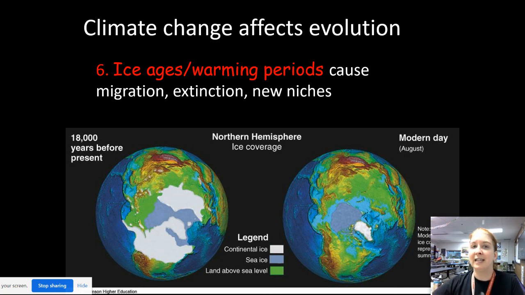So if you look, here's 18,000 years ago. So you can see how much ice we had, both continental, which means on land, and sea, which means on the sea. And the green is the land above sea level versus now, in August, apparently, you can see there's much, much less continental ice. There's definitely less sea ice as well, and a lot more land is above sea level. So the sea critters are still there. They just have less land or water, and there's more land being exposed. So more things can be on the land.